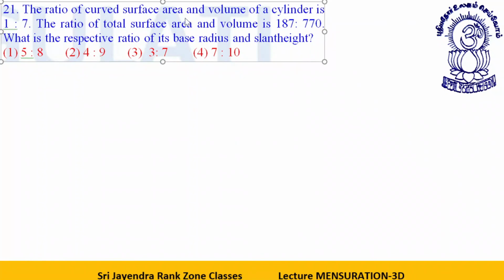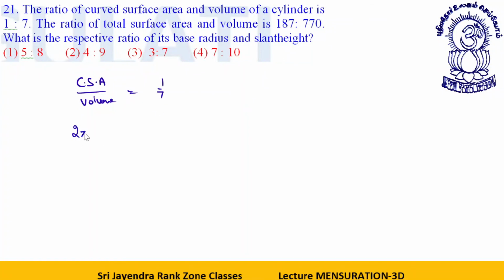The ratio of CSA and volume of a cylinder is 1:7. CSA upon volume is 1 by 7. What is the curved surface area? 2 pi RH. What is the volume? Pi into R into R into H. Whatever you can cancel, cancel. Pi RH, pi RH. So you get 2 by R is equal to 1 by 7, or R is equal to 14 centimeter.